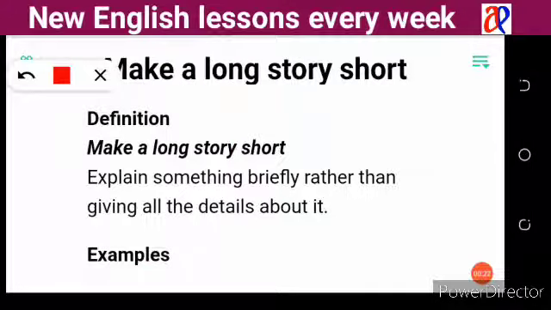Hope you're okay, and in this lesson you are going to learn the meaning and how to use make a long story short in a sentence. Make a long story short.